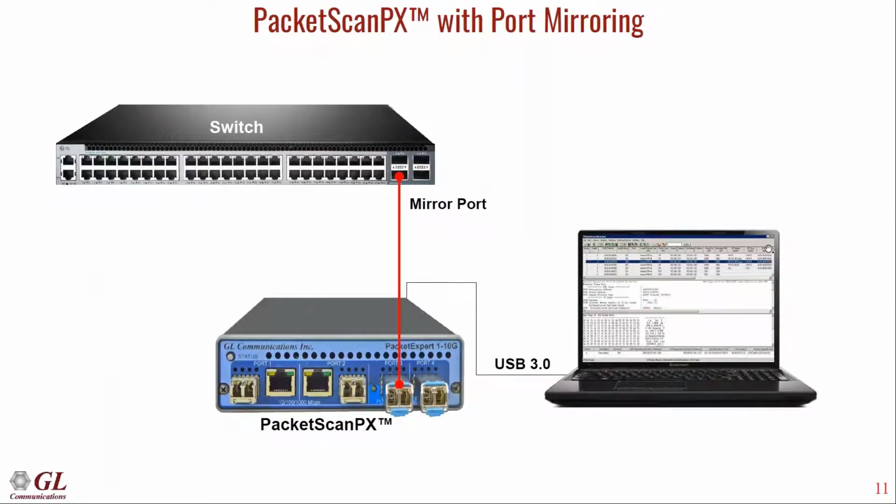Okay, so next is how does PacketScanPX operate in the network? It basically operates in 2 modes. The first one is the port mirroring mode. Here it acts as an endpoint. So you can connect the capture ports to the mirror port of the switch, and you can capture all the traffic from all the ports of the switch.